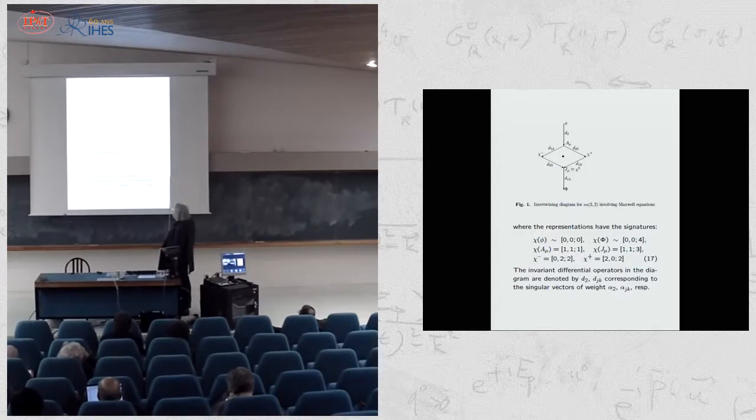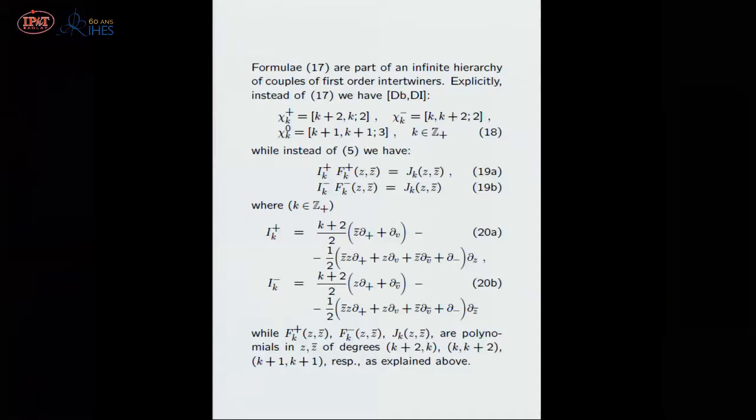And now there is additional information on the picture. I said that these differential operators come from singular vectors of weight 1, 2, or 2, 3. Now this one comes from a simple root alpha 2, and this one comes from the root alpha 1, 3, which is the sum of the 3 roots. This is the highest root of SL4. So everybody is in the picture.